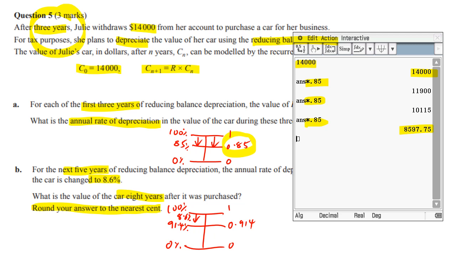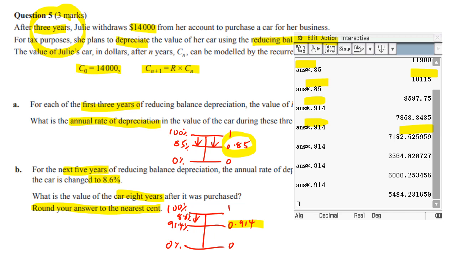And then I've got to times it by this for a further 5 years. Let me just delete everything there because it all got scrolled across. You can see I've now done it 5 times 0.914. There are shorter ways of doing this, but just hitting the calculator like this, I get this number here. And so that's my final answer: $5484.23, which is the nearest cent.